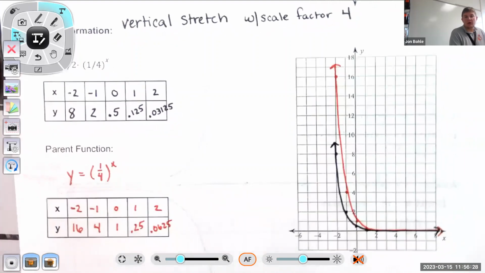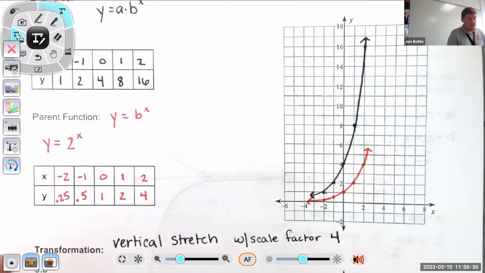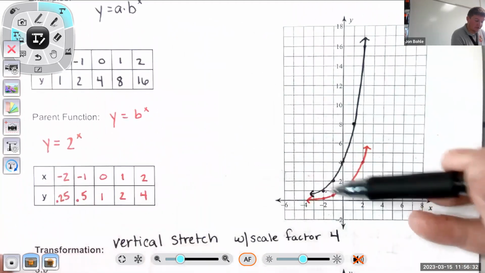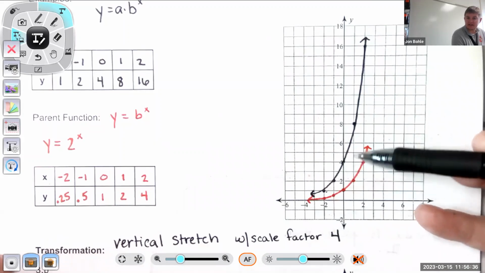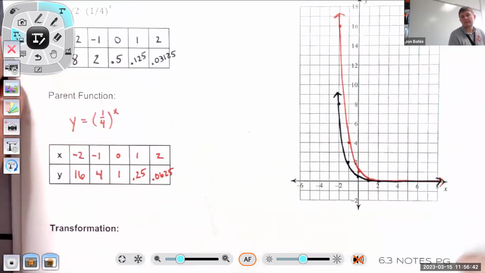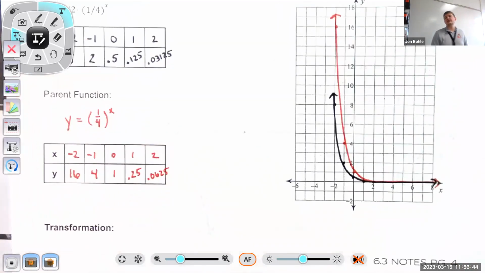So we know the top one from red to black was a vertical stretch. It stretched every point away from the x-axis with a scale factor of 4. What's this one doing? We know the other one was a vertical stretch. This one's stretching it still. Is it stretching it away from the x-axis? No, it's not.